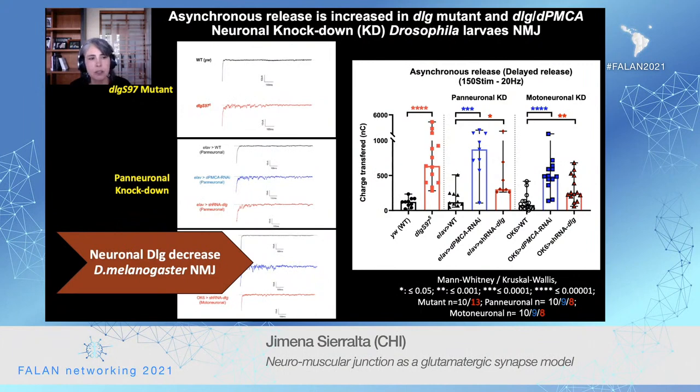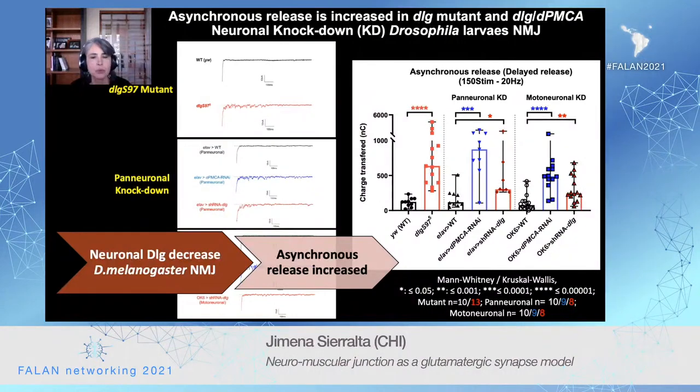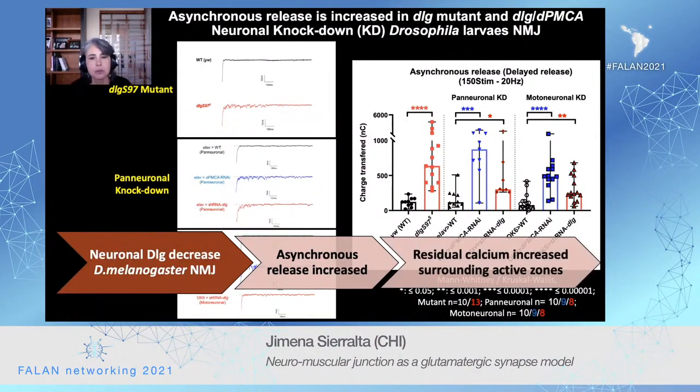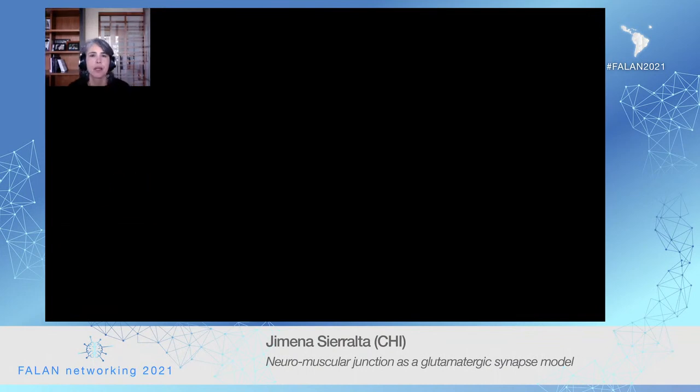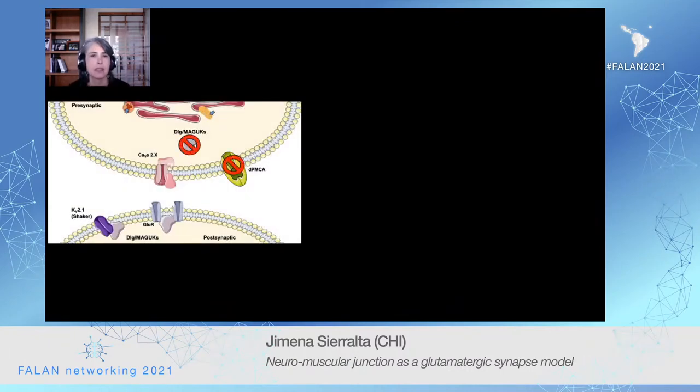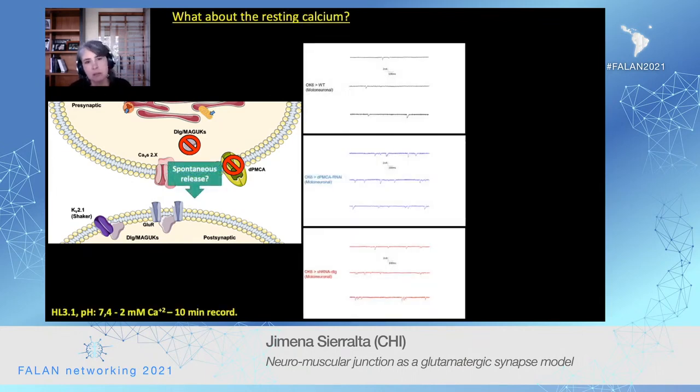So neuronal DLG decrease in the neuromuscular junction produces an increase in the asynchronous release, which is a result of the increase in residual calcium surrounding the active zone. In order to determine if DLG is able to alter the resting calcium in the bouton, we measured the frequency of spontaneous release, which is a reflection of this resting calcium.